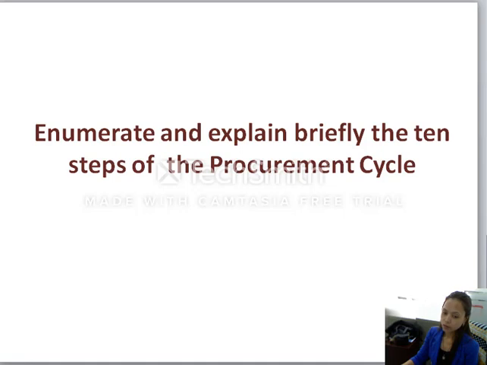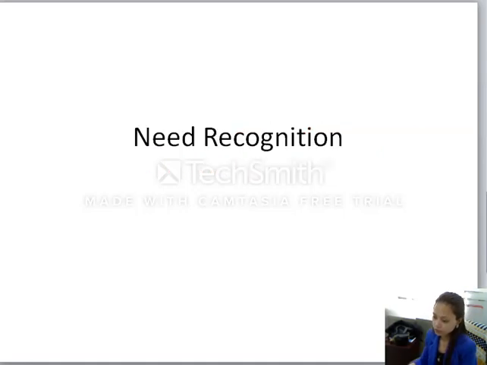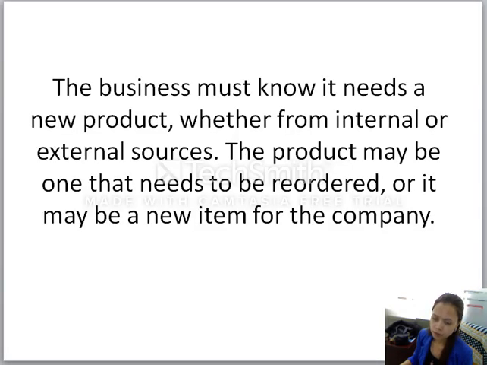Question number 1. Enumerate and explain briefly the 10 steps of the procurement cycle. Need recognition. The business must know it needs a new product, whether from internal or external sources. The product may be one that needs to be reordered, or it may be a new item for the company.